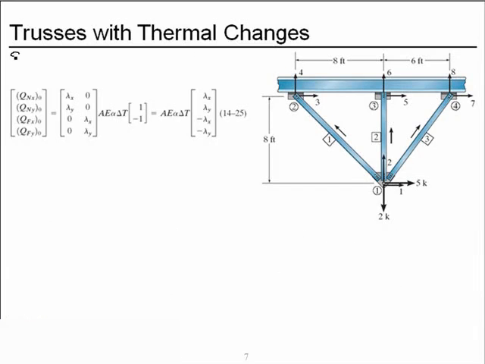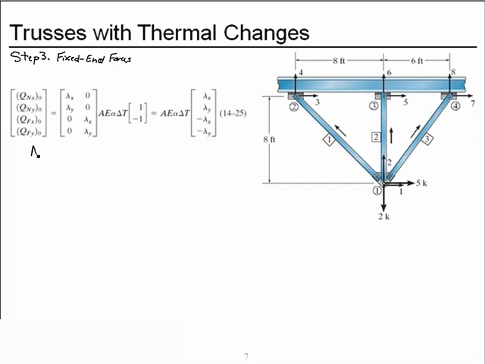Now step 3. We need the fixed end forces. These are the forces that would be created if the nodes were locked in place and the temperature change occurred. And to calculate those fixed end forces for a truss element, we'll use equation 14-25.